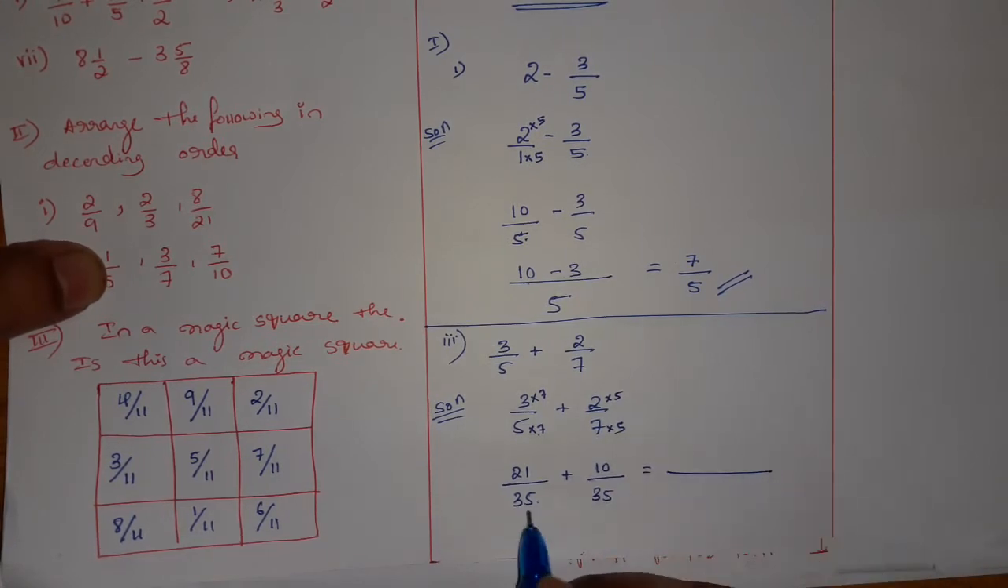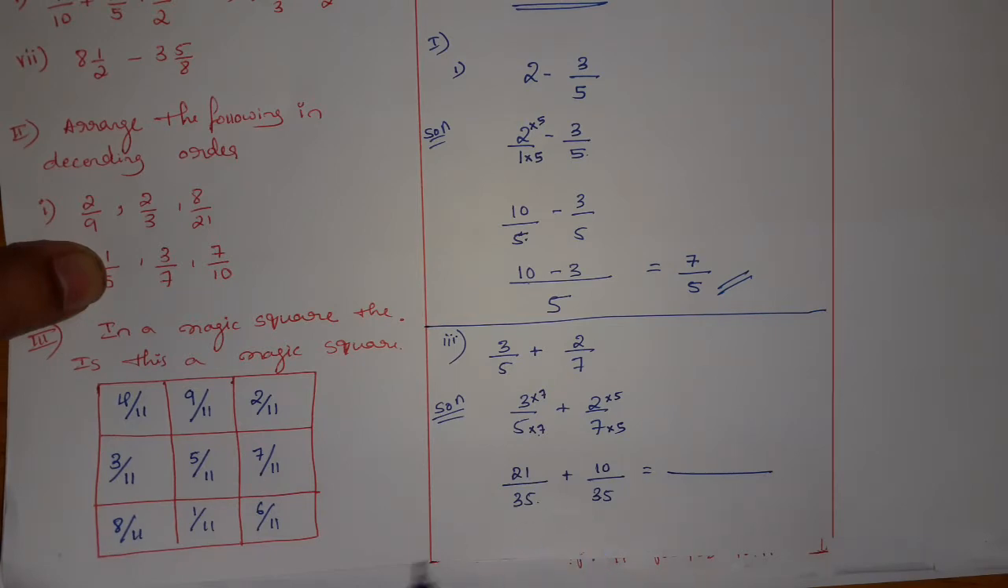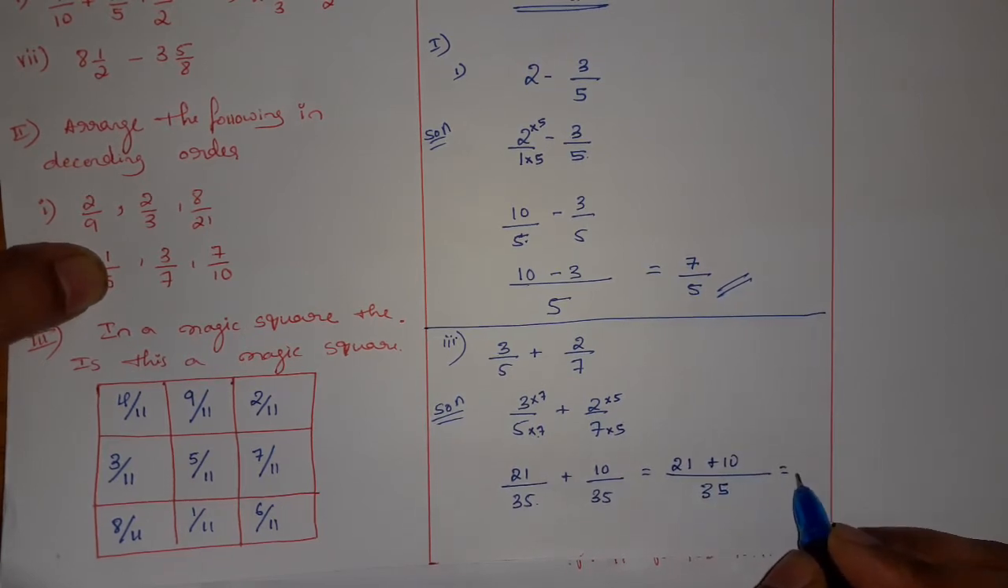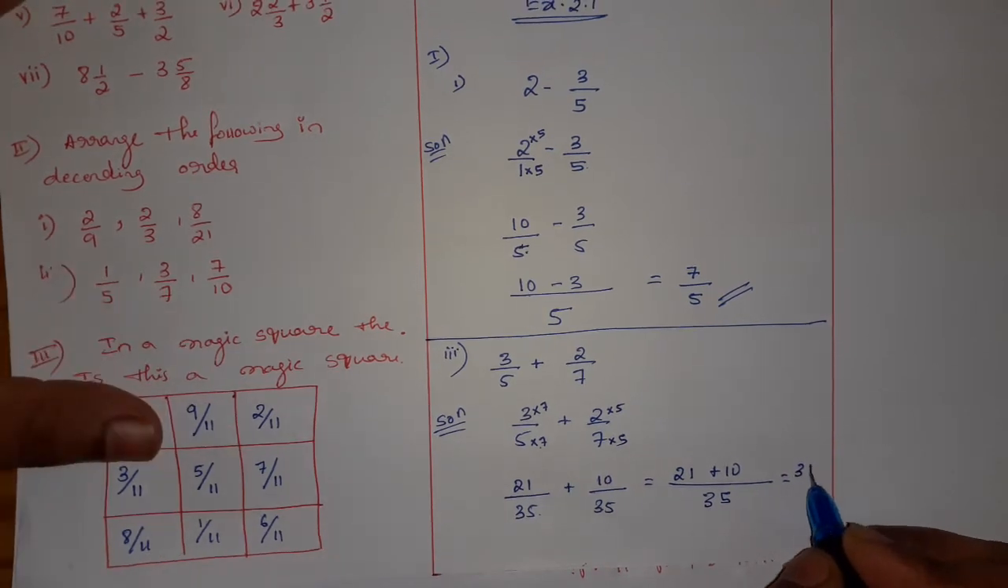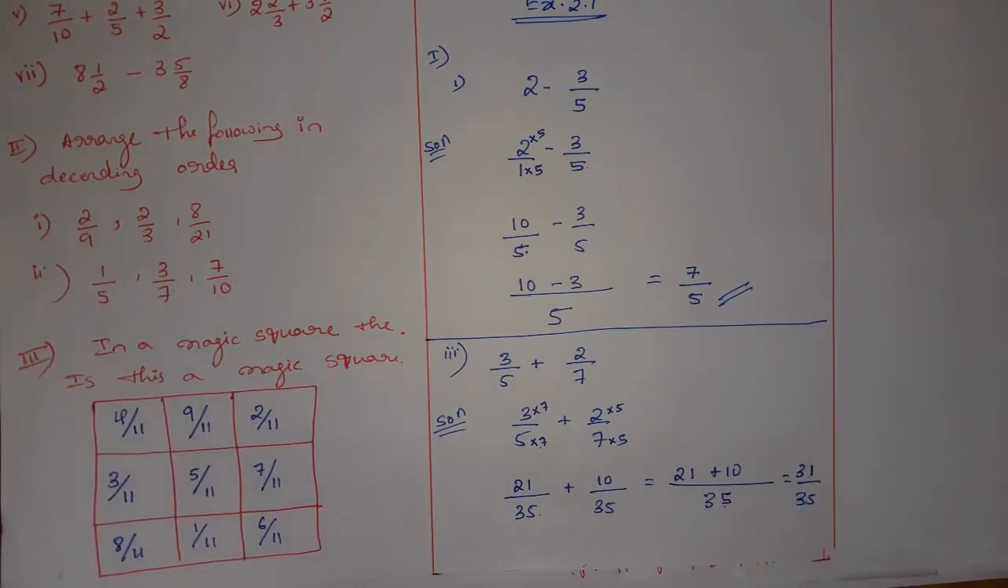What I told you, 35, you should not write 70. Denominator will not take part in the calculation. You should just make them equal. That is your duty. Once they are equal, you should keep it as it is. 35 will only come. Only the numerator will take part in the calculation. 21 plus 10. 21 plus 10 is how much? 31, no? 31 over 35. So our answer is 31 divided by 35. Okay, I hope you got the answer.